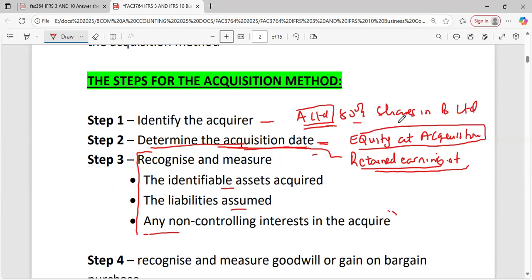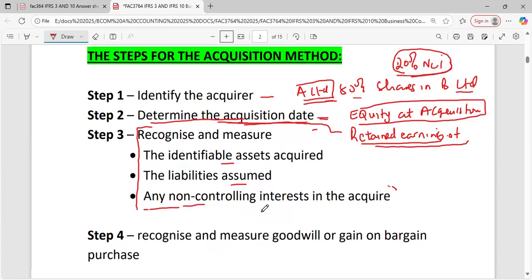You get non-controlling interest here. If A Limited acquires 80% shares in B Limited, then it means 20% is going to be non-controlling interest. The acquirer does not control 20% here. So when you do your consolidation, this 20% is not part of the consolidation. It's a non-controlling interest. So that's basically here.